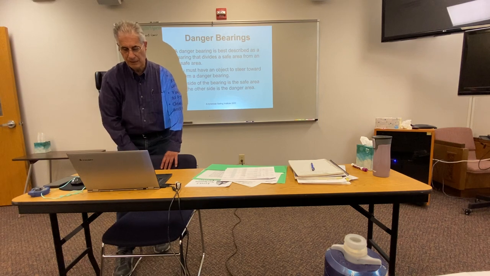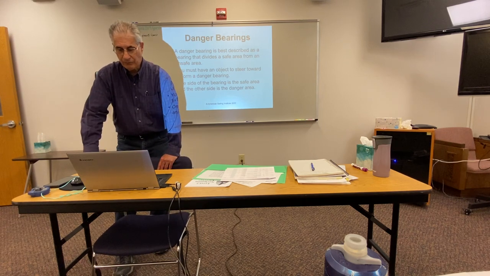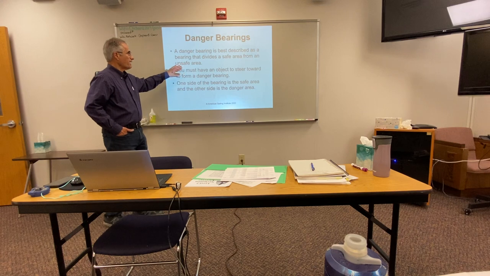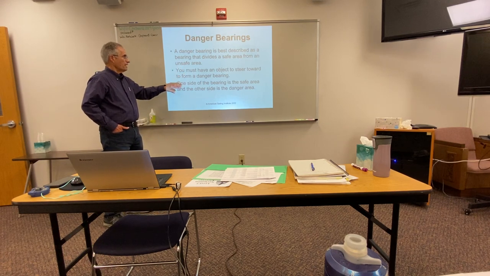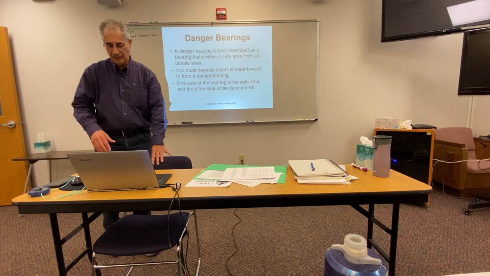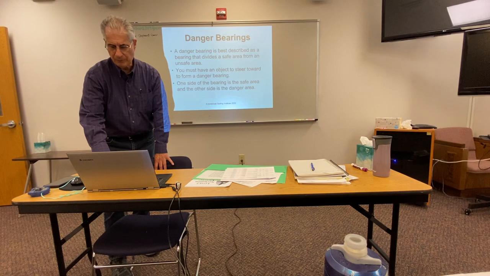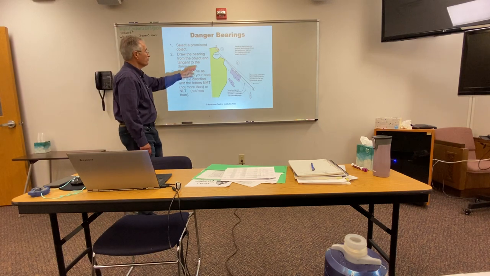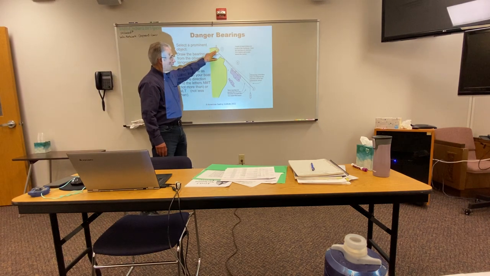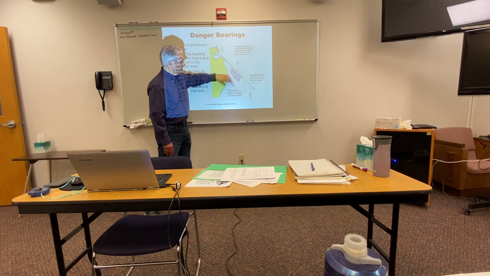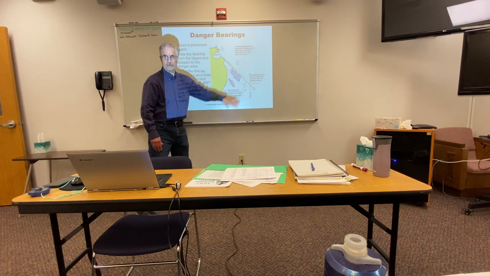All right, another kind of bearing that we use is a danger bearing, and it's used to divide a safe area from an unsafe area. I'll show you what that means. One side of the bearing will be safe and the other side will be danger. I know we're running long here, but I'm going to try and finish this up before we stop. Here's an example of a danger bearing. There's a light, and on this bearing to that light, if you're on this side of it, there are hazards. If you're on this side, it's safe.